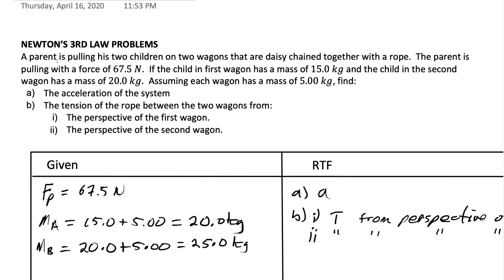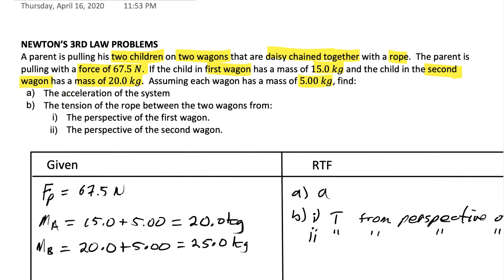Let's get started. A parent is pulling two children on two wagons that are daisy-chained together with a rope. The parent is pulling with a force of 67.5 newtons. The child in the first wagon has a mass of 15 kilograms. The child in the second wagon has a mass of 20 kilograms. And we're going to assume that each wagon has a mass of 5 kilograms each.